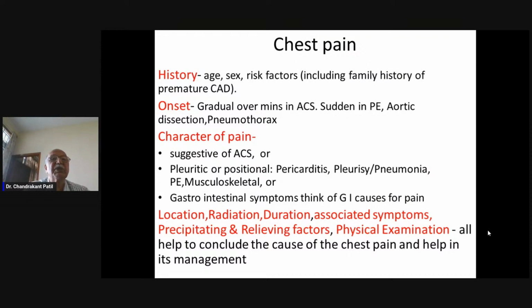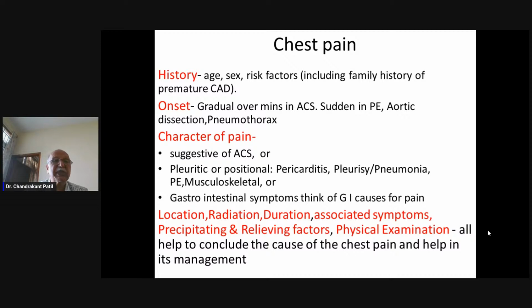So just to introduce what are the acute coronary syndromes. Age, I have already told you. Sex, males are more common. Risk factors also have been discussed. So chest pain, if it is gradual, in an ACS it occurs over minutes. Whereas if it is sudden, we have to think of other causes like pulmonary embolism, wherein acute breathlessness is more common. Aortic dissection and pneumothorax can be there. The character of the pain I am going to again describe to you. Whereas in pericarditis and pleurisy, there will be more of a stabbing type of pain, and musculoskeletal pain also can be there. And if gastrointestinal symptoms are there, you have to think of gastrointestinal causes.